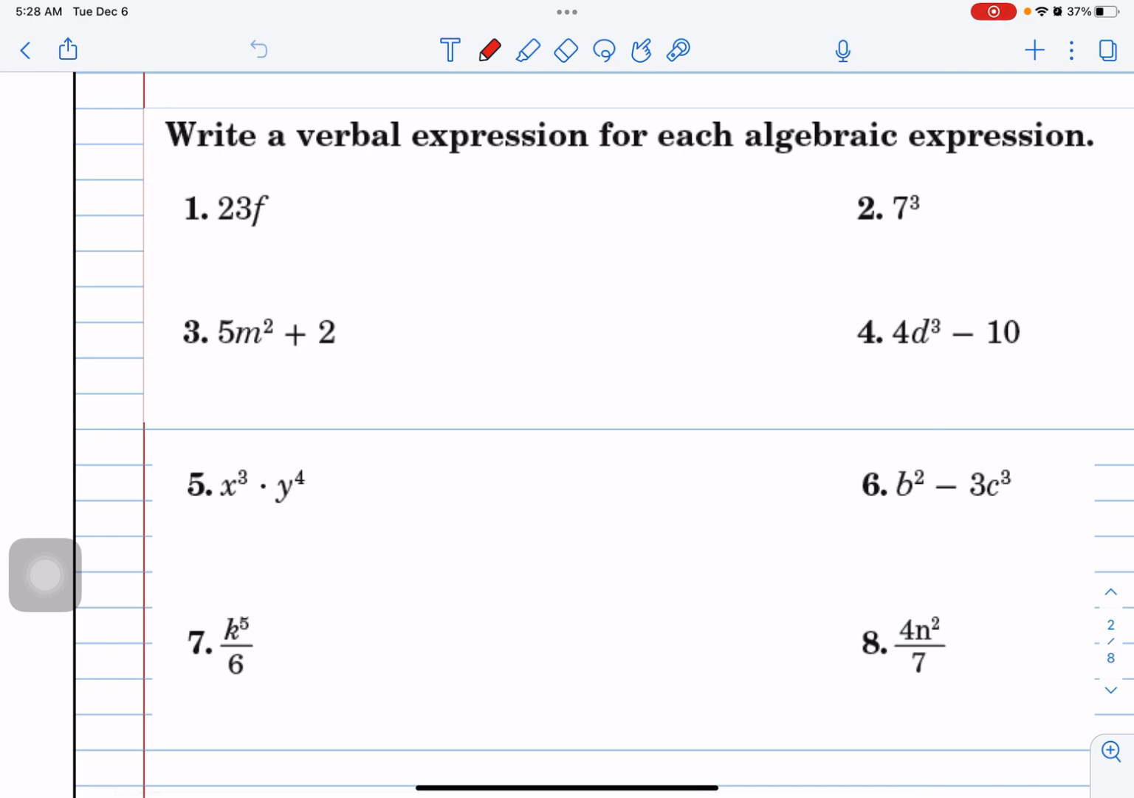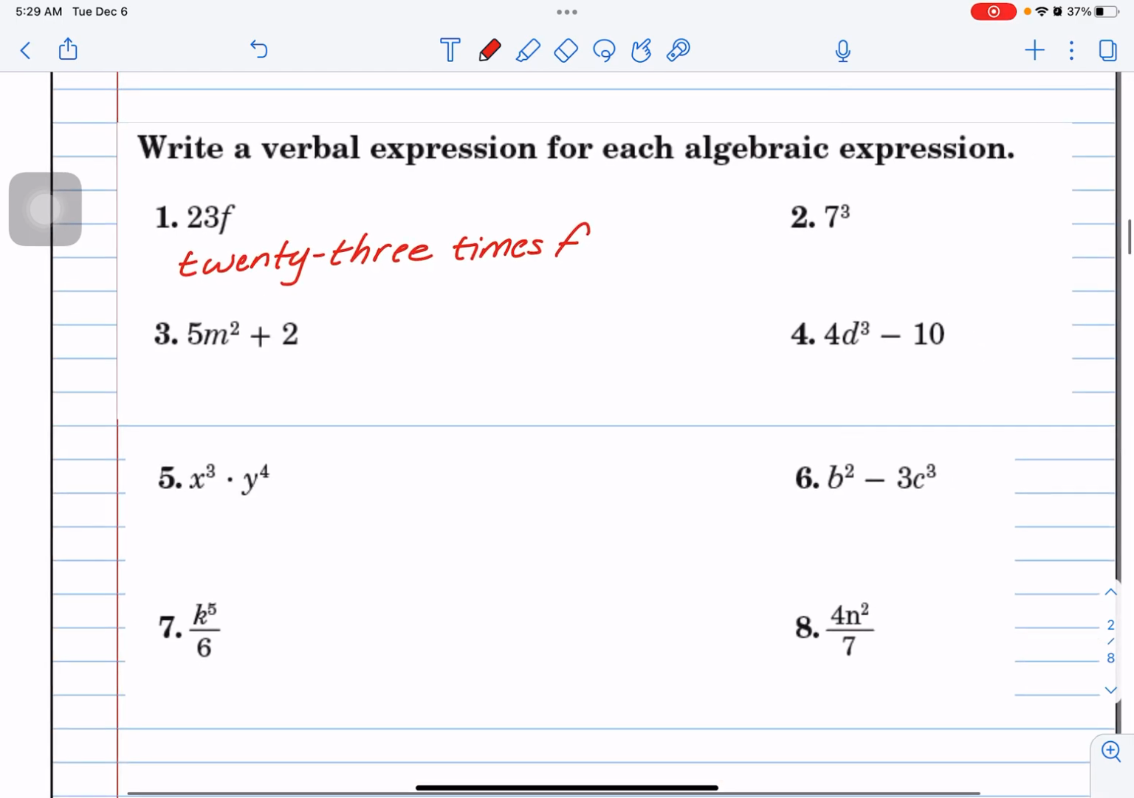I talked a little bit yesterday that when you see a number next to a variable, you cannot just write 23f, but you actually have to write the operation that is going on between them. So in this case, I could say 23 times f. You could say 23 multiplied by f, or the product of 23 and f. For these algebraic expressions, you're going to find that there can be multiple ways to write this.